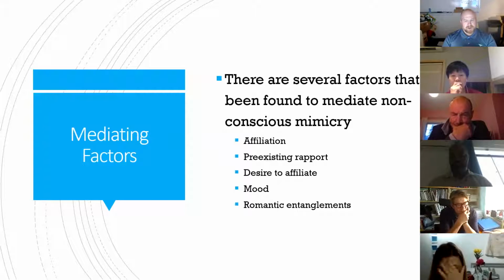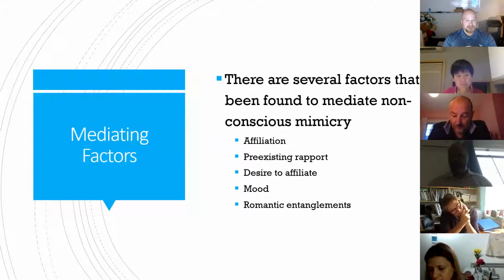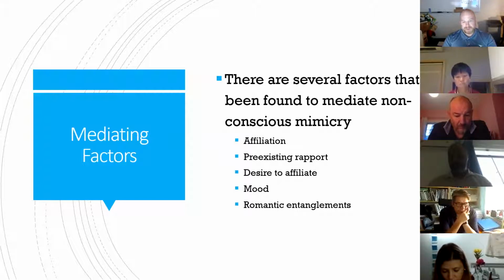What's really interesting about romantic entanglements is they've actually found that people that are romantically entangled with somebody not in the situation will actually anti-mimic. They speculate this is because they are protecting their romantic relationship and the affiliation they have with that person. They don't want to establish the one with another one. Mood is another one. People that tend to be in good moods non-consciously mimic more than people that are in bad moods. People that are angry don't mimic as much.